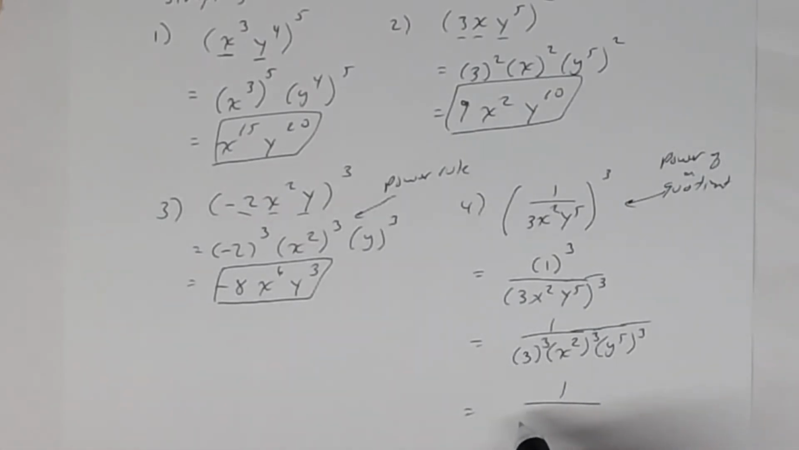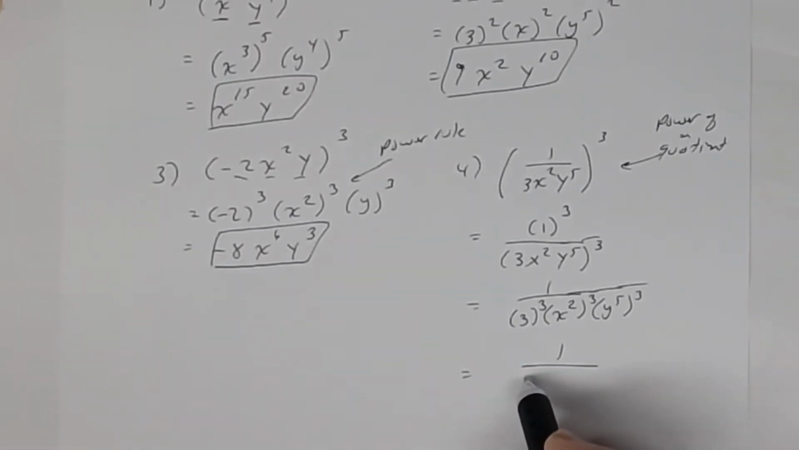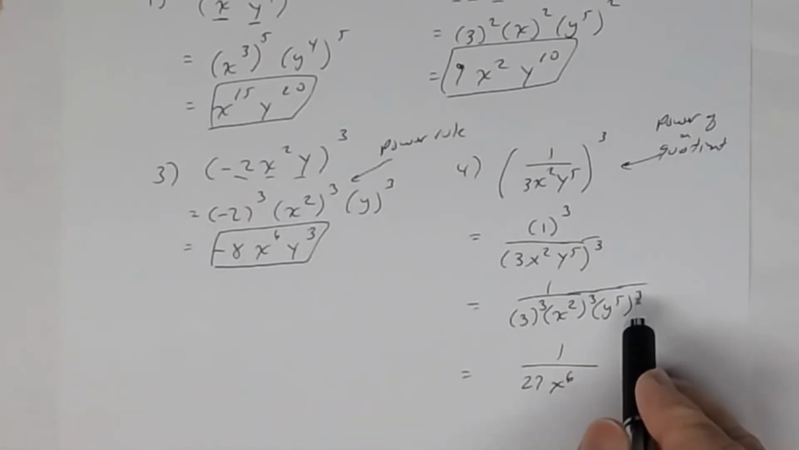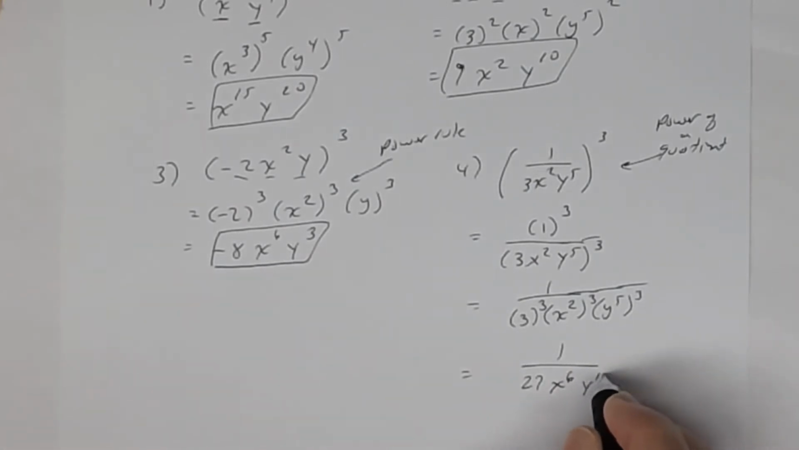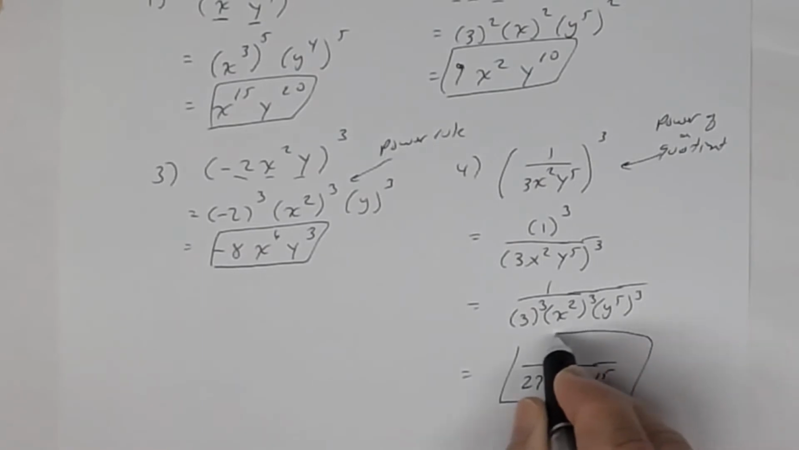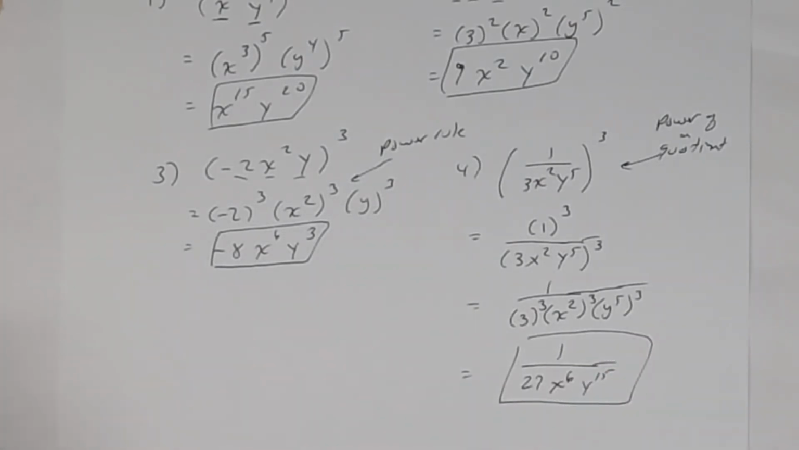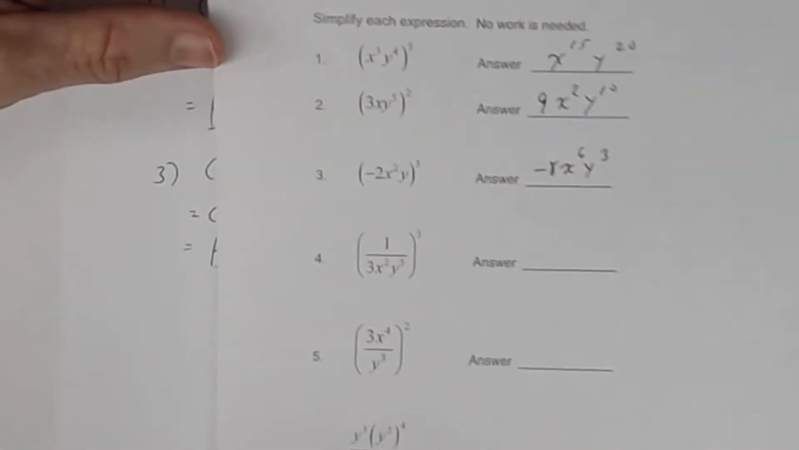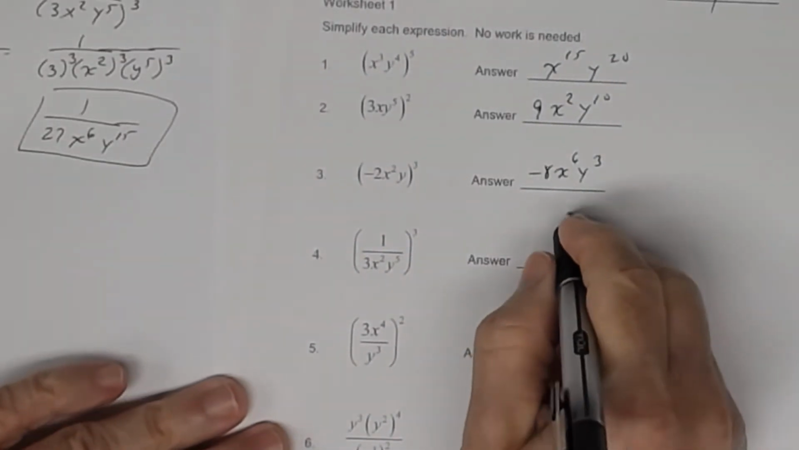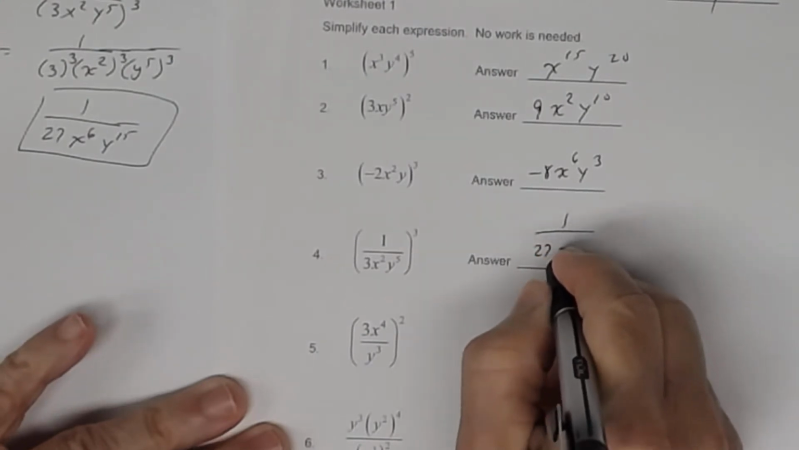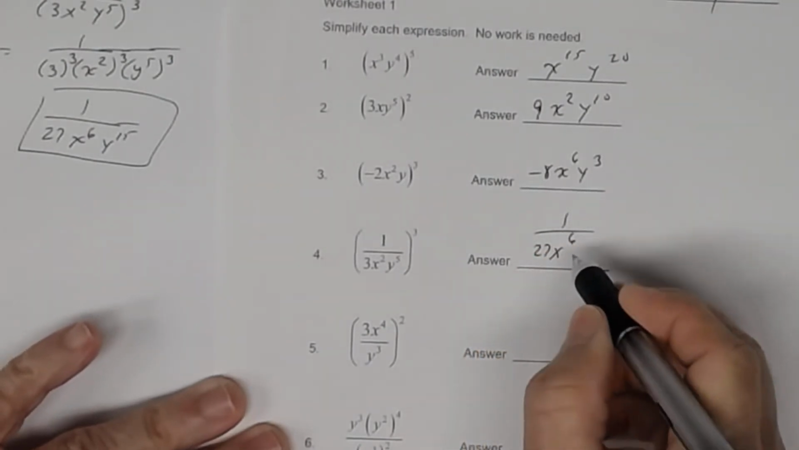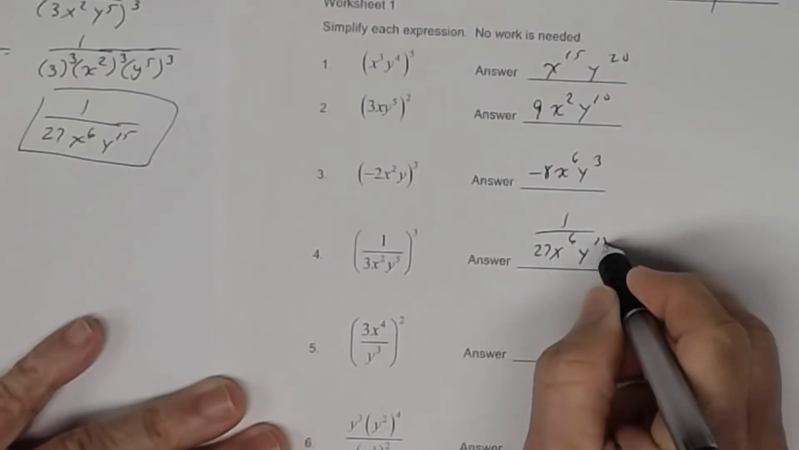All right, now let's talk about the denominator a little bit further. 3 cubed means 3 times 3 times 3, so that's 27. X squared, so we're using a power rule here. 2 times 3 is 6. You get x to the 6. And same thing here, power rule. 5 times 3 is 15. All right, so that's the answer. 1 divided by 27 x to the 6 y to the 15.